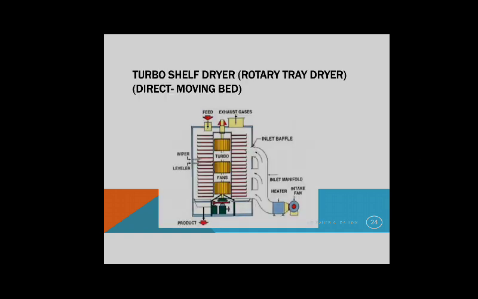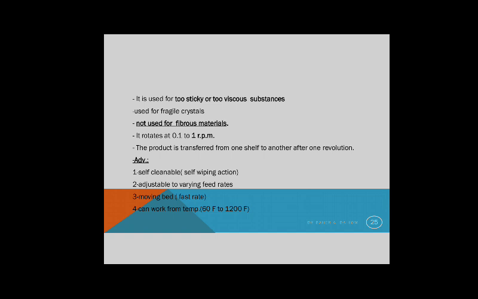Turbo shelf dryer is the final device. It is used for too sticky or too viscous substances, used for fragile crystals, not used for fibrous material. The product is transferred from one shelf to another after one revolution. Advantage: self-cleanable, adjustable to varying feed rates. Moving bed, can work from temperature 60 Fahrenheit to 1200 Fahrenheit.